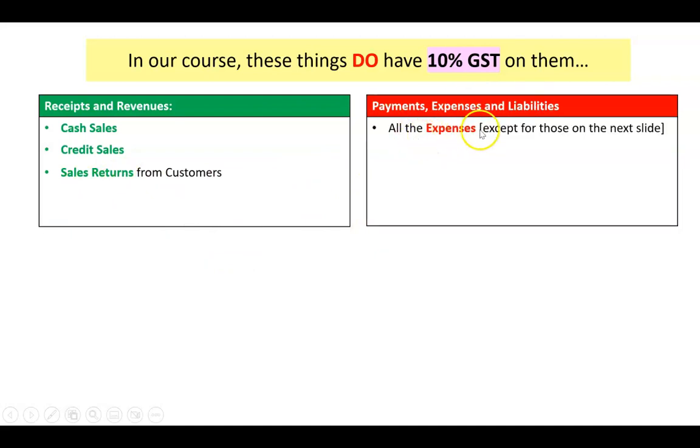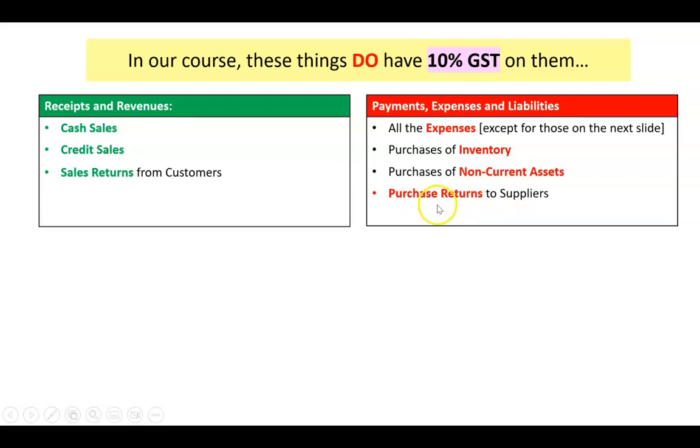What about on the other side? Well, all the expenses we pay will always have GST, except for those on the next slide. When we purchase inventory, that will always have GST. When we purchase a non-current asset like a computer or some fixtures or a building or a car, that will have GST. And also purchase returns to suppliers. Again, we don't even know what that is. We're just going to make a list now and come back to it later in the year.